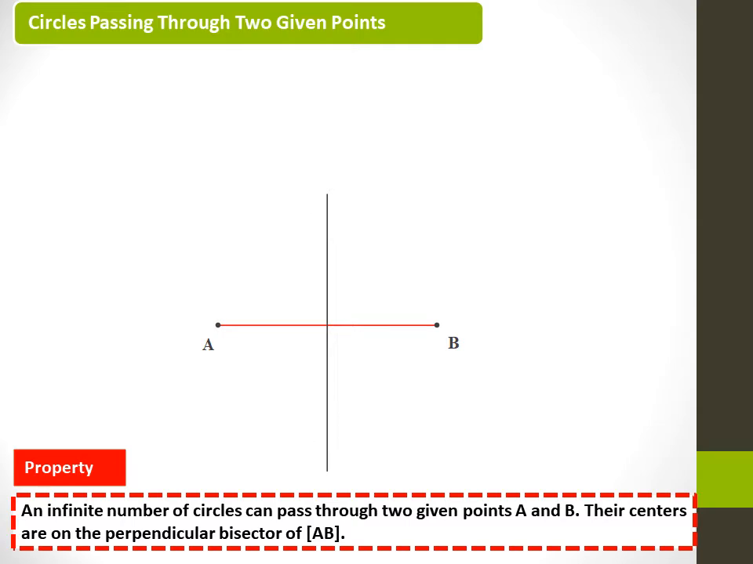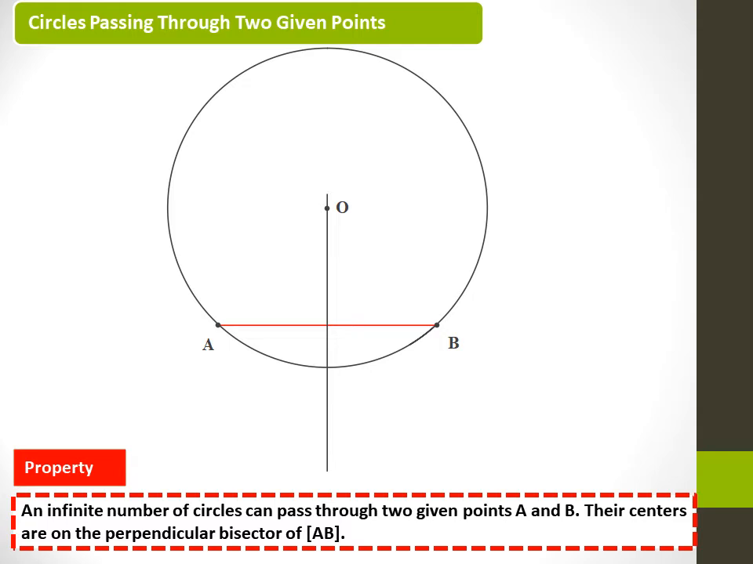Then we can take any point on that perpendicular bisector. This point is going to be the center of the circle passing through A and B. At first, I take point O, and I draw the circle of radius OA. This circle passes through A and B.